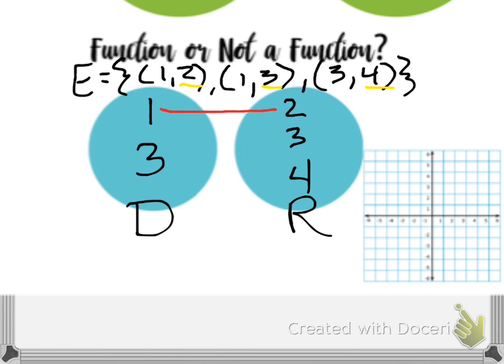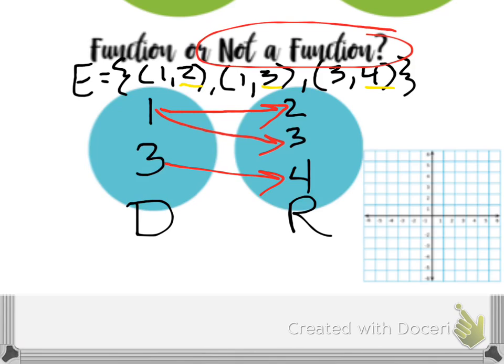And now we're going to draw arrows to show the relationships between these. So we have 1 is in a relationship with 2. 1 is also in a relationship with 3 there. And 3 is in a relationship with 4. Now remember, in order for this to be a function or not, every element in the domain can be paired with only one element in the range. And I can see that the number 1 over here has 2 partners. It's partnered up with 2 and it's partnered up with 3. So that means that this is not a function.